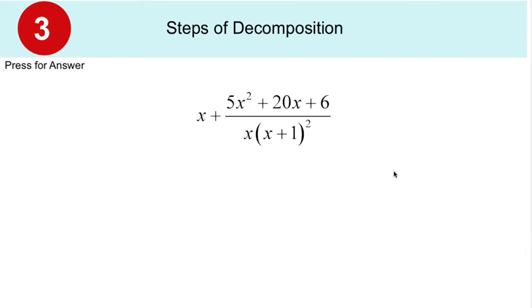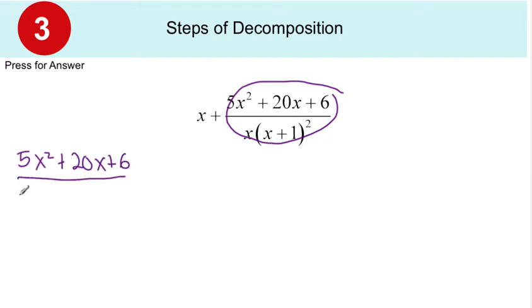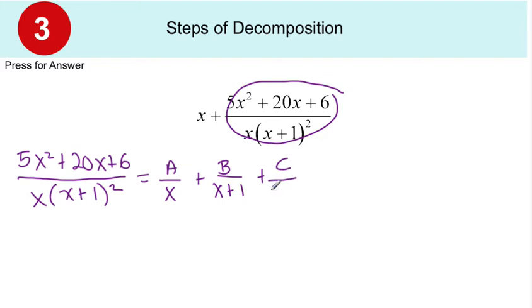So the next step is that we are going to just work with this part of it. Of course, we're going to remember that the x is there, but we're going to just work with that rational expression. So I am going to write (5x² + 20x + 6)/(x(x + 1)²) as A/x + B/(x + 1) + C/(x + 1)².